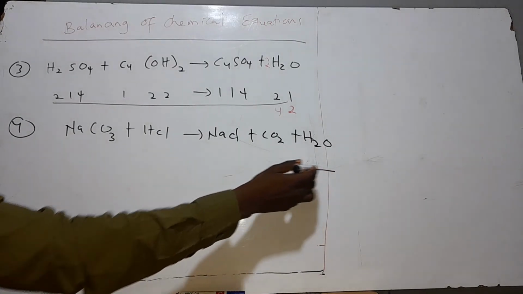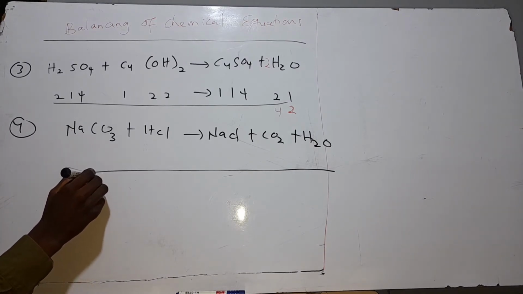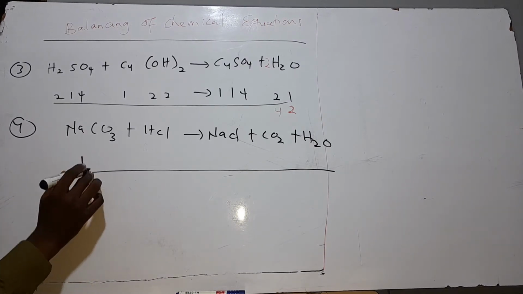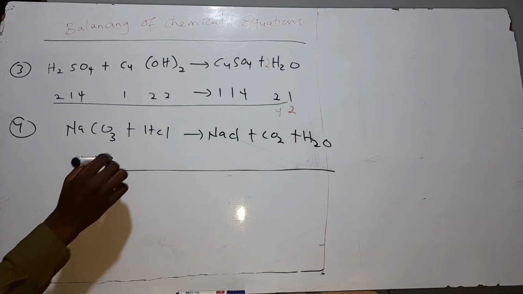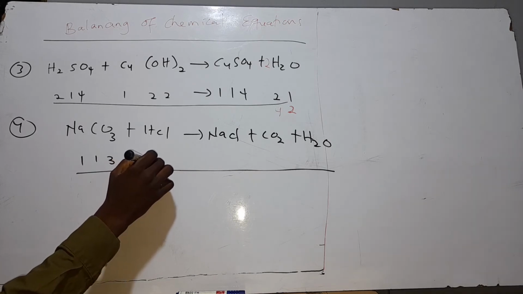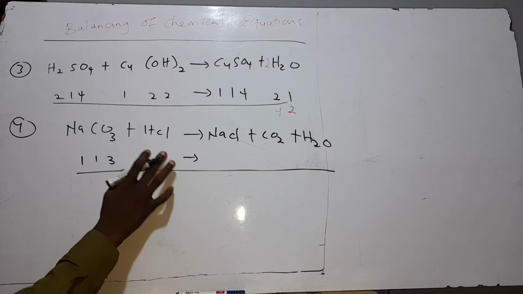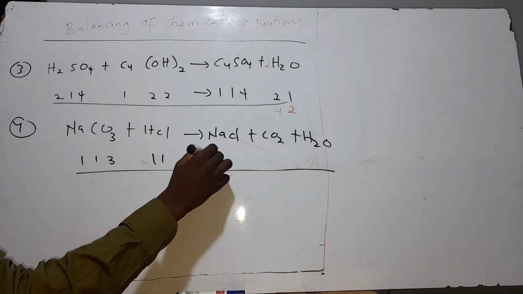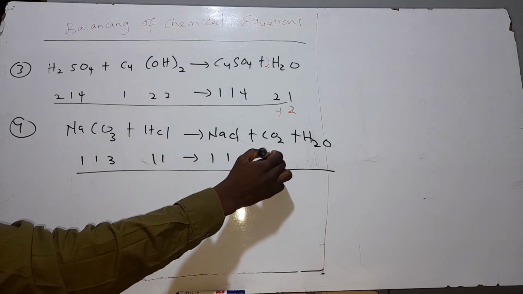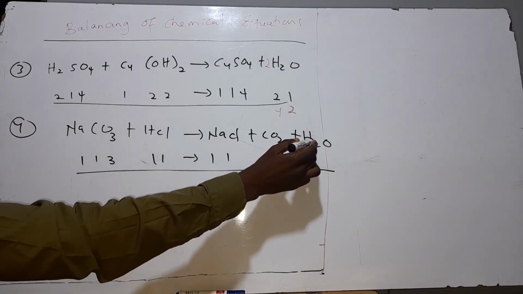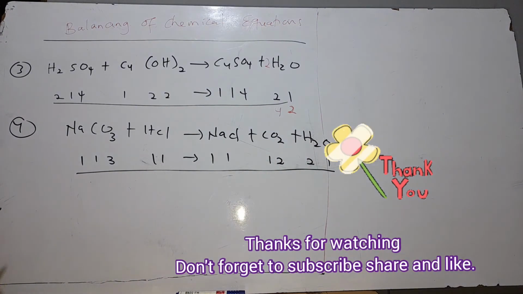Quickly, I write a line this way, and I ask myself, how many sodium do we have here? We have 1 sodium. We have 1 carbon. We have 3 oxygens. And we have 1 hydrogen here. And then we have 1 chlorine here. If we come to this side of the equation, we are going to have 1 sodium, 1 chlorine. And then how many carbon do we have here? We have 1 carbon. We have 2 oxygen. How many hydrogen do we have? We have 2 hydrogen. We have 1 oxygen.